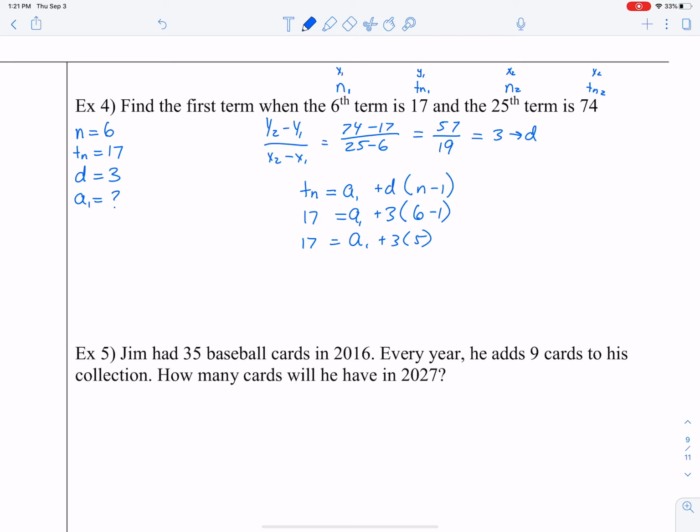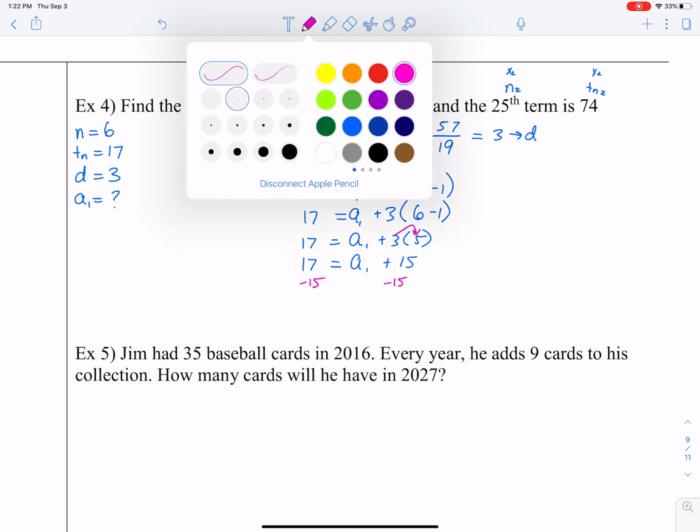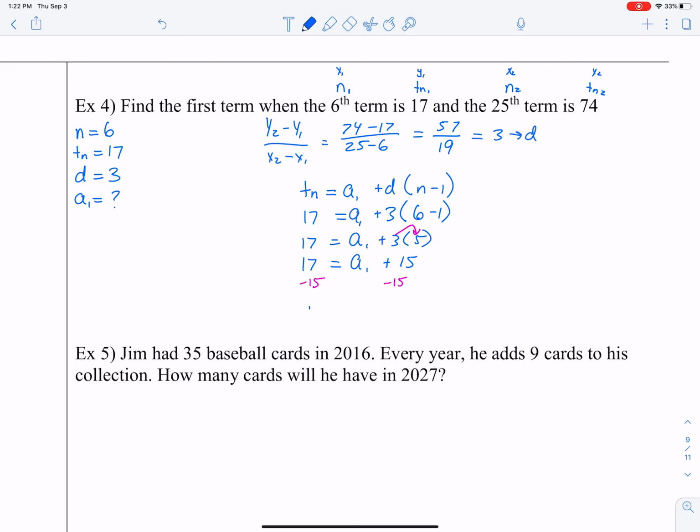So that gives us 5. Then we have to do this calculation, 3 times 5. So we get 17 is equal to a1 plus 15. And then we want a1 to be by itself, so we can subtract 15 from both sides. And we end up with a1 is equal to 2 as a final answer.